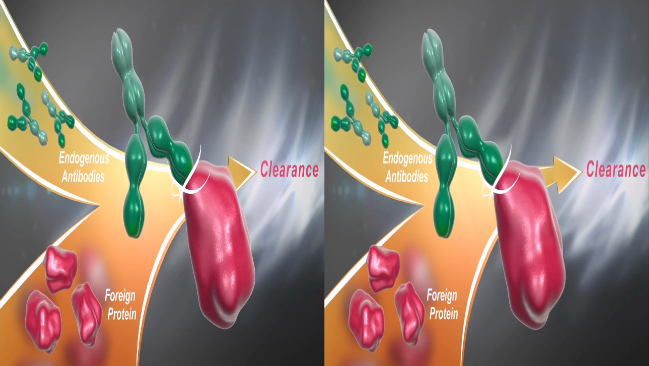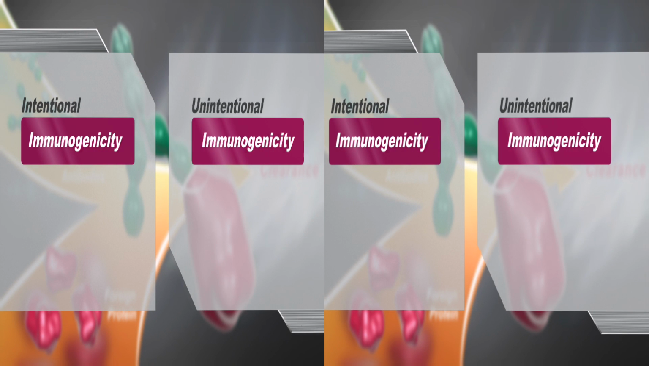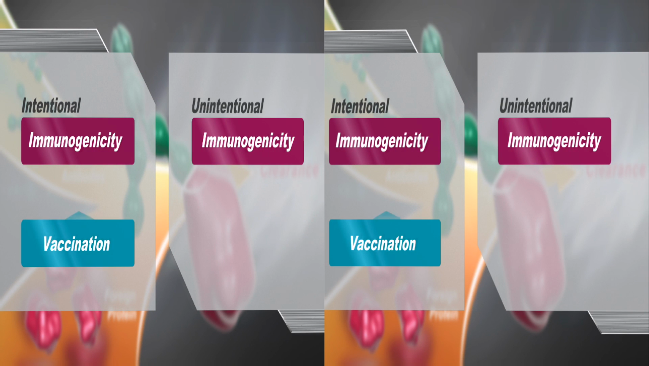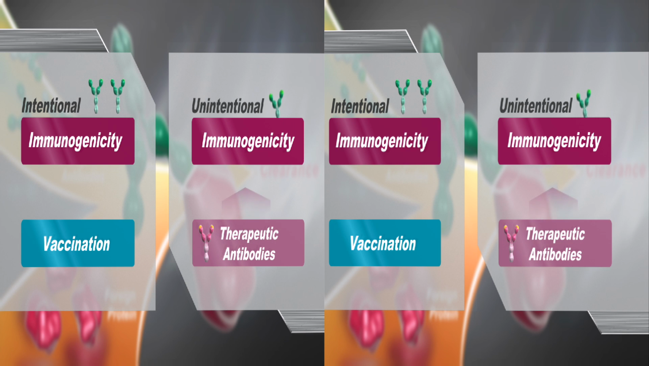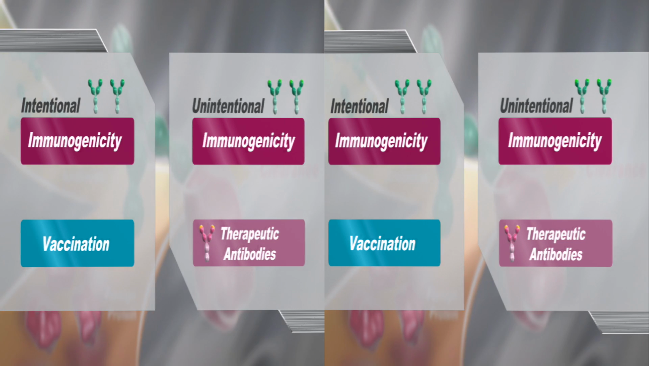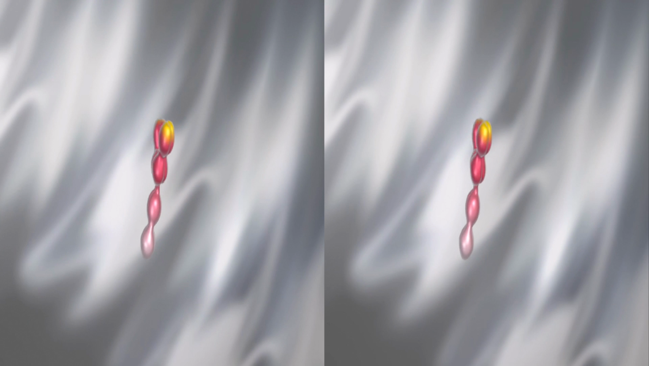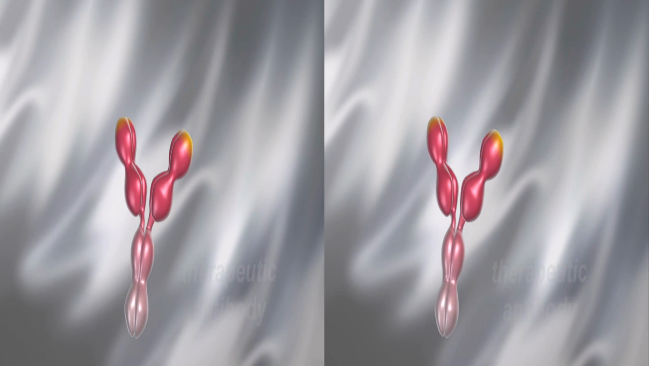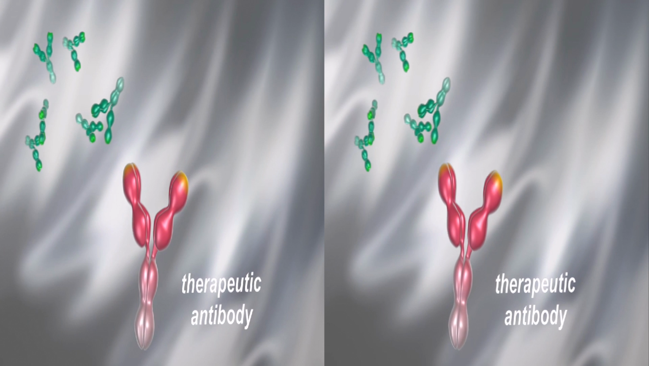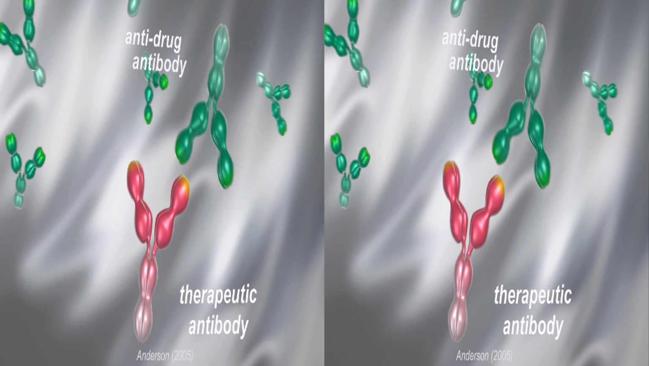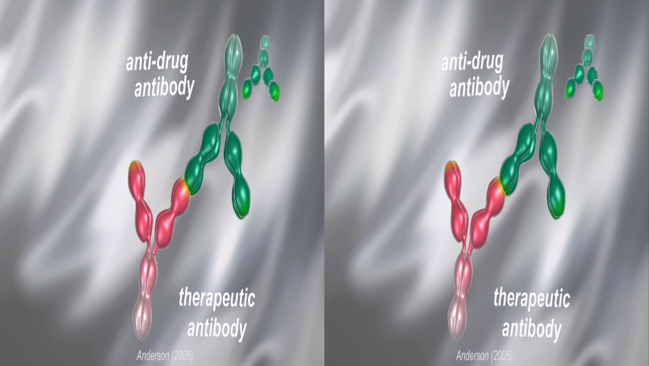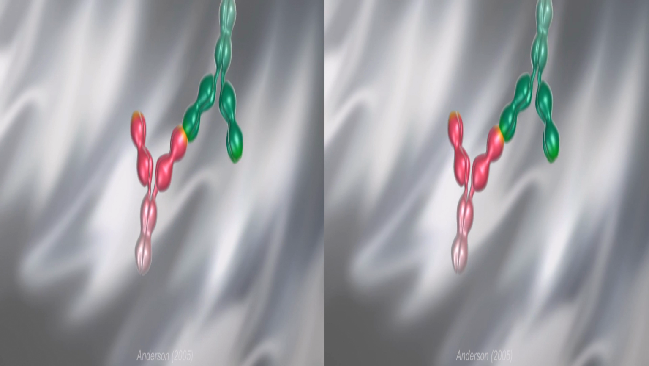Provoked immune responses can occur intentionally as well as unintentionally. Vaccines, for example, intentionally stimulate the immune system to produce antibodies against viruses and bacteria. By contrast, unintentional, undesired immunogenicity can also occur, as with therapeutic antibodies. The immune system can initiate the production of antibodies directed against the therapeutic antibody drug. These antibodies formed against the drug are called anti-drug antibodies.